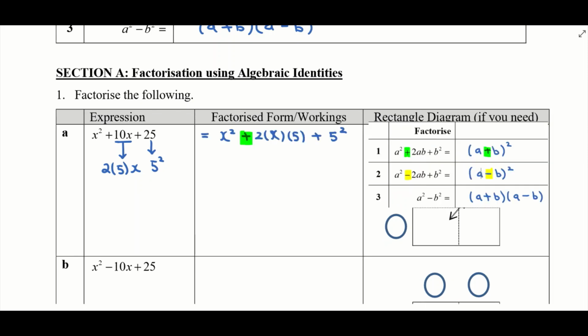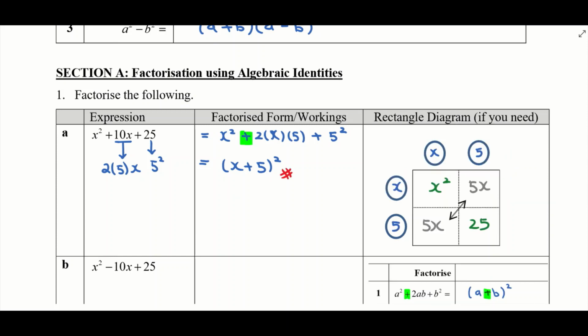After rewriting the expression, we see that it looks like the first identity, a squared plus 2ab plus b squared. Hence, we can use the identity and immediately factorize in the next step, and it becomes (x plus 5) whole squared. If you have used the rectangle diagram, it will still lead you to the same answer. x plus 5 times x plus 5 is the same as (x plus 5) whole squared. But for this worksheet exercise, we shall refrain from using the rectangle diagram and use algebraic identities, which is much faster.